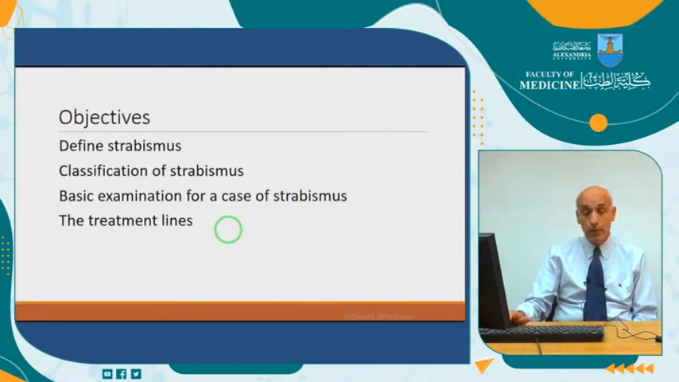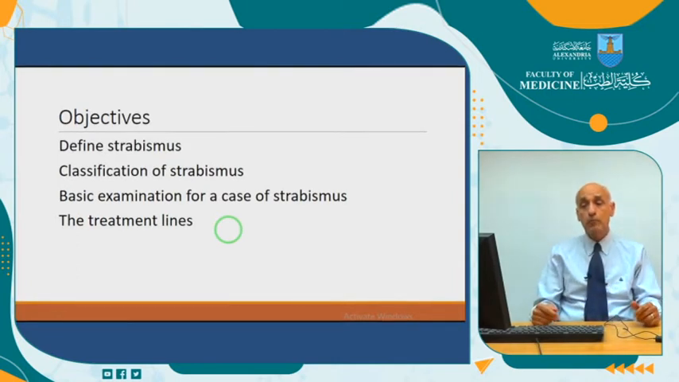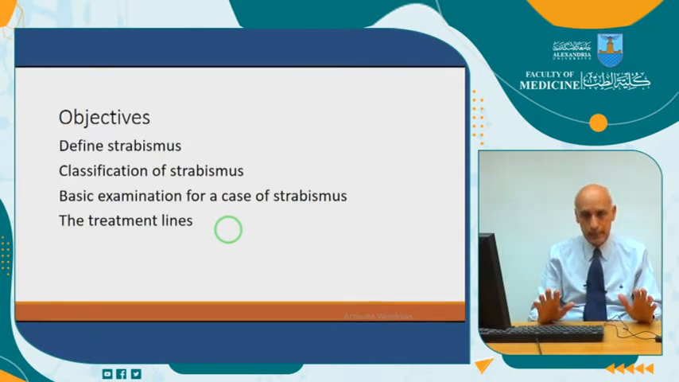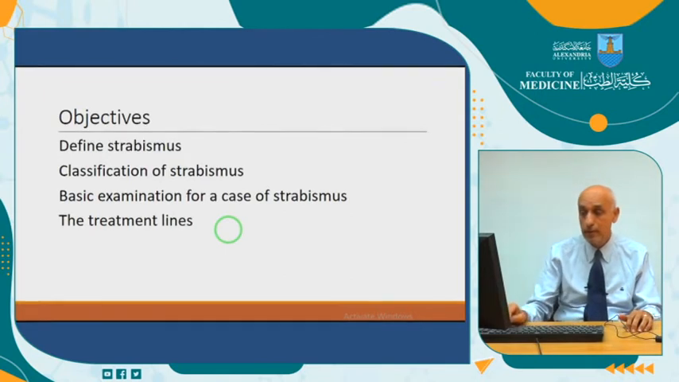Today I'm going to discuss with you a topic which is important in the field of ophthalmology, which is strabismus or squint. In our lecture today, we are going to divide our topic into four main sections. Number one, what is strabismus? Number two, how do you classify strabismus, and what is the basic examination for a case of strabismus? And finally, how to manage simply a case of strabismus.